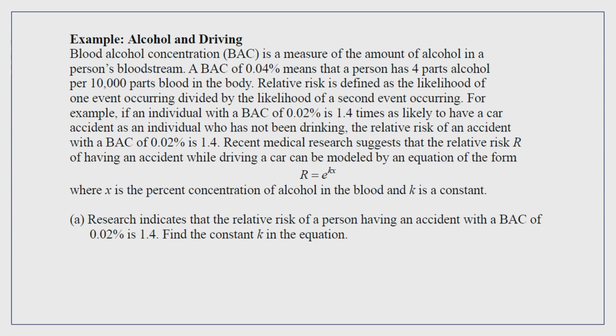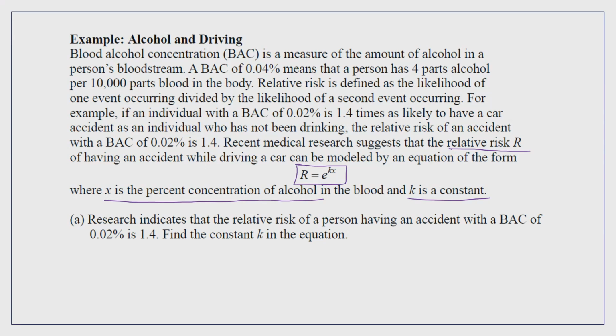Recent medical research suggests that the relative risk R of having an accident while driving a car can be modeled by an equation of the form R equals e to the power kx, where x is the percent concentration of alcohol in the blood and k is a constant. So x is the percent concentration of alcohol, k is a constant, and R is the relative risk. So we know what all the variables are in our function.